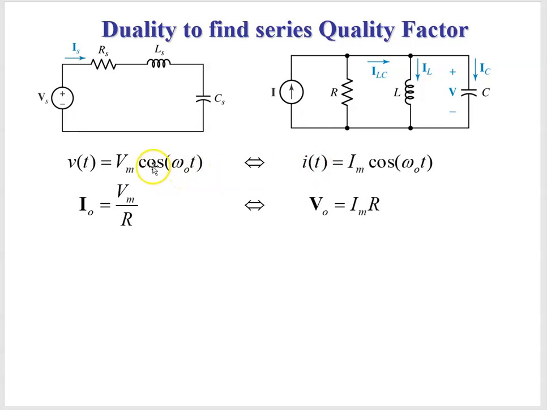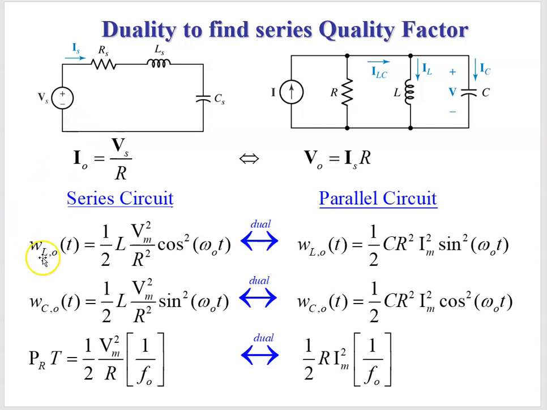So the dual of that is that we drive our voltage source here with Vm cosine omega naught t. The current through all of the elements will be Vm over R, the dual of V is I, the dual of R is 1 over R. And again, that's our current at resonance. It will be in phase with our voltage source.